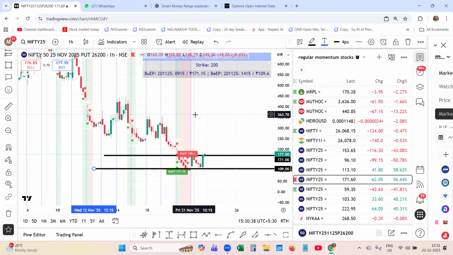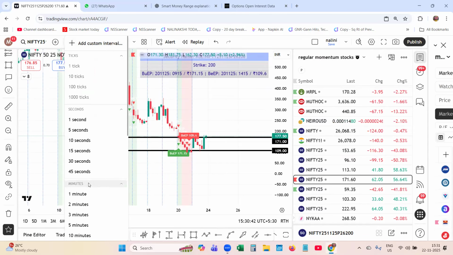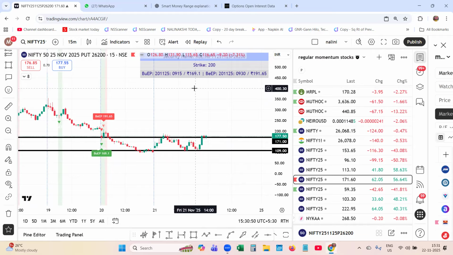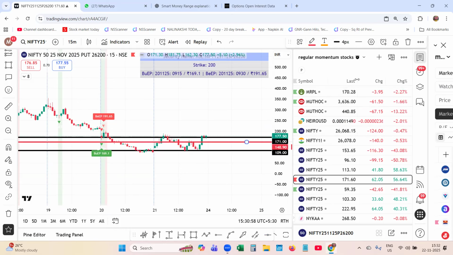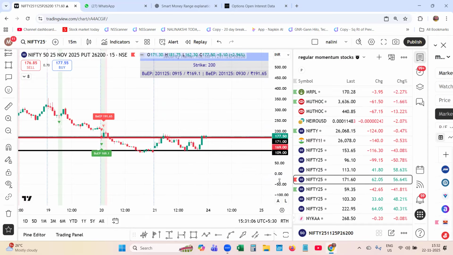Okay. Then let me change it to 15 minutes so that we will get a microstructure. 15 minutes it is saying 191 and 169. So 191 is already there, and one more level we are getting, 169. I'm adjusting 169.